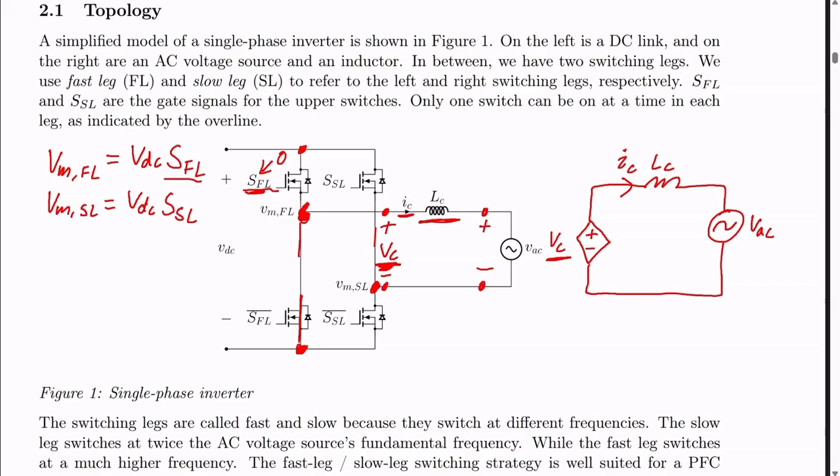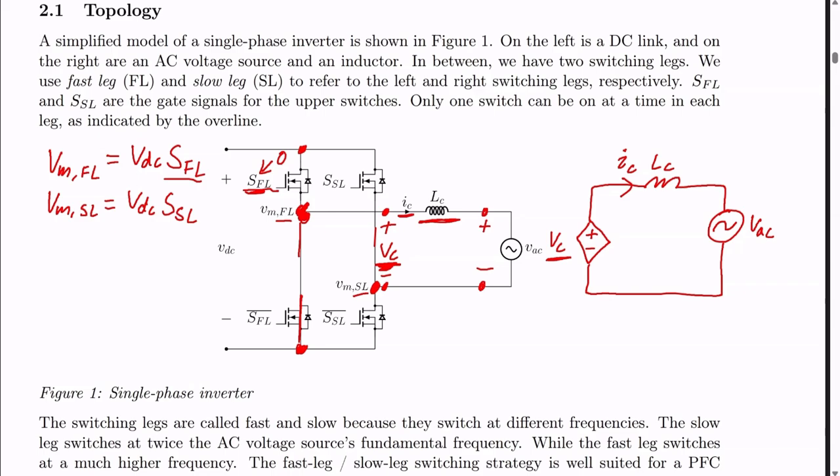So I call these slow legs and fast legs, but you can use whatever PWM strategy you want. It doesn't really matter. We still have one leg here and one leg here. I just use the slow leg and fast leg terms to distinguish between the legs, so it's easy to tell them apart. But whether both of these switch with the same frequency doesn't matter.